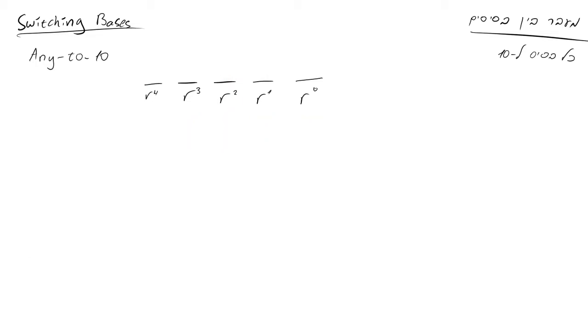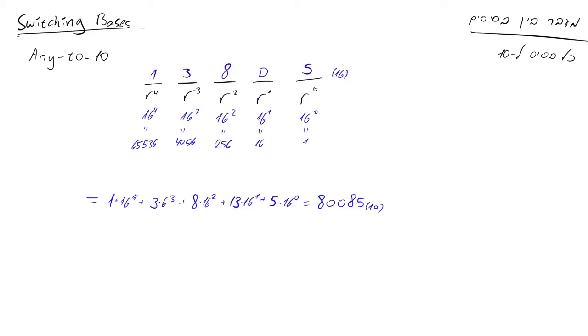Now another example would be with hexadecimal. Here's a random number: 1, 3, 8, D, 5. The D is worth 13.